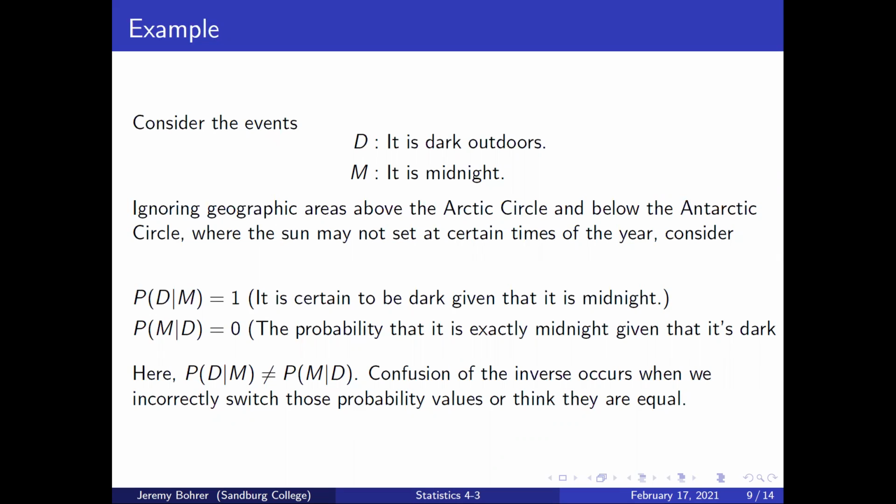Confusion of the inverse occurs when we incorrectly switch those probability values or think that they're equal. And to clarify, the probability of M given D is about 0 because it's dark all night, and the chances that it is exactly midnight when it is dark are pretty small. They're infinitesimally small.